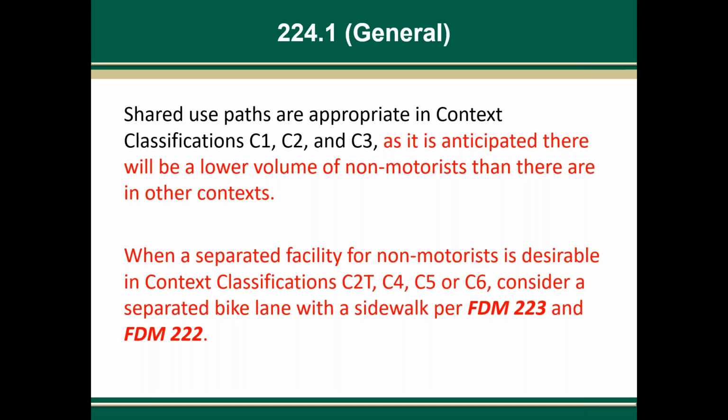So really the take-home point here is that when we anticipate high volumes of non-motorists, both bicyclists and pedestrians, it can sometimes be difficult to have a shared use path, and it can be helpful to separate the two users by having a sidewalk and a separated bicycle lane. Because otherwise there can be conflicts between the two.